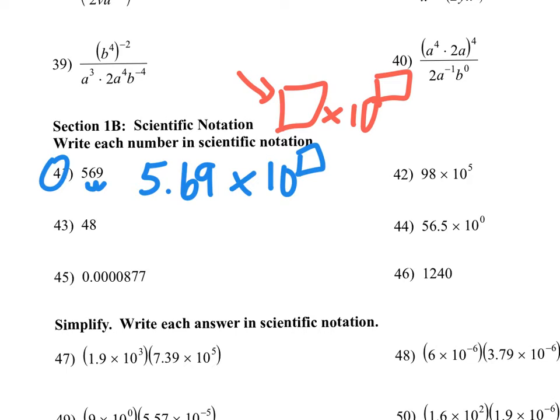We use scientific notation when numbers are bigger than 1 or a decimal between 0 and 1. If they're a decimal between 0 and 1, the exponent's going to be negative. If they're bigger than 1, the exponent's going to be positive. In this case, I moved it 2 places, so it's going to be times 10 to the second power. So it's 5.69 times 10 to the second power.